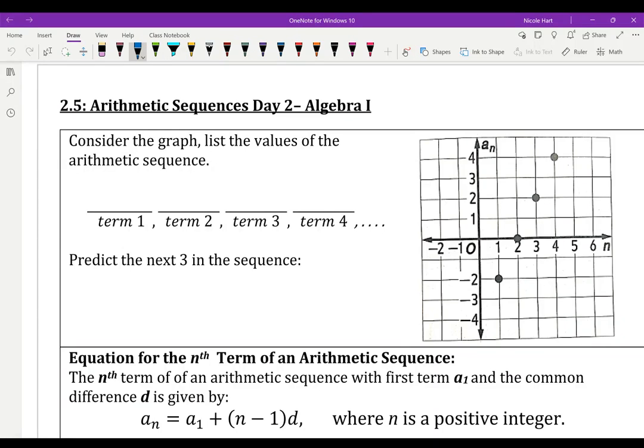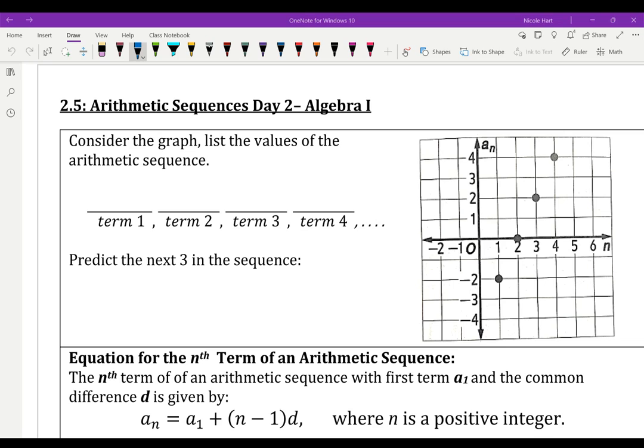Hello, everybody. We are going to be adding on to our arithmetic sequences. And so just to recap what we talked about the other day, if we have a list of terms, these can be considered an arithmetic sequence if they have a common difference, or each time the number changes, it's changing by the same amount.